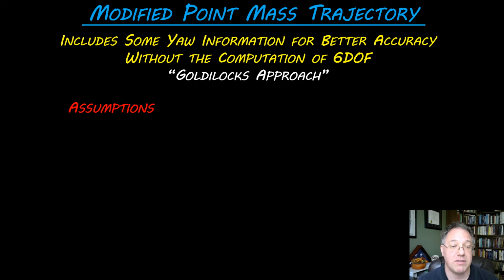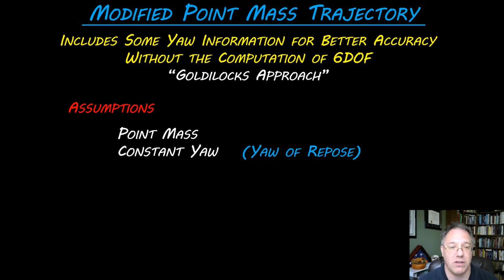Now we do have assumptions, like with any particular model. The first one is that we're dealing with a point mass. So even though we're going to include some yaw information, we're actually calculating this as a point mass. We do that by having a constant yaw that we call the yaw of repose, and we'll talk more about that in a minute. We cannot have high angle, so this works for howitzers. This does not work for mortar fire. It's just the way the model is.